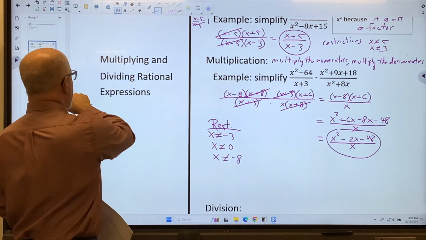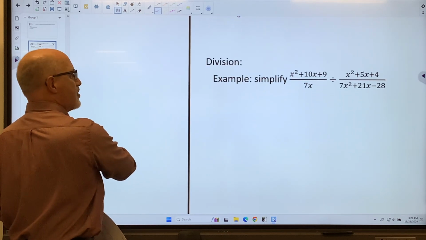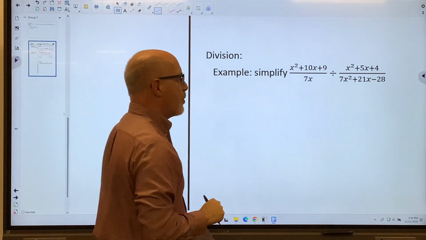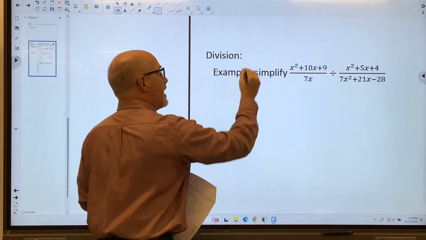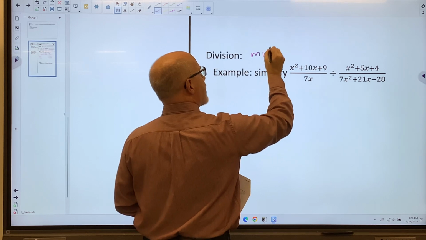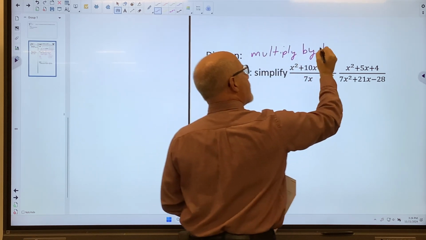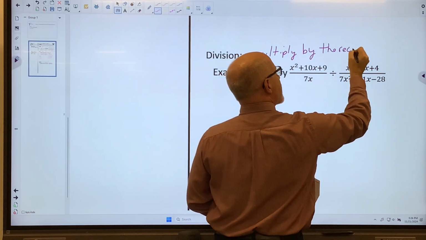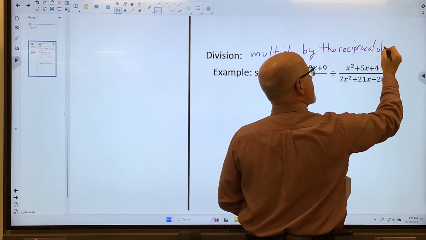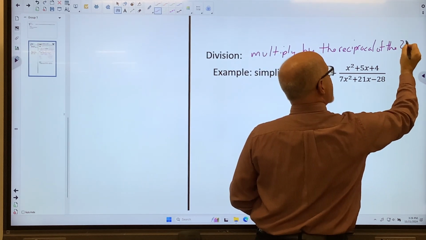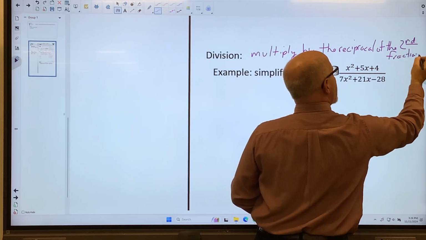All right, now let's talk about division. So we've done simplifying, we've done multiplication. Division just adds one extra step. We have to remember that division is multiplying by the reciprocal, and so we're going to take and multiply by the reciprocal of the second fraction. So I'm going to start by doing that step.